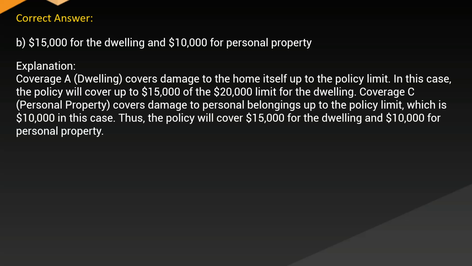Correct answer, B. $15,000 for the dwelling and $10,000 for personal property. Explanation. Coverage A, dwelling, covers damage to the home itself up to the policy limit. In this case, the policy will cover up to $15,000 of the $20,000 limit for the dwelling. Coverage C, personal property, covers damage to personal belongings up to the policy limit, which is $10,000 in this case. Thus, the policy will cover $15,000 for the dwelling and $10,000 for personal property.